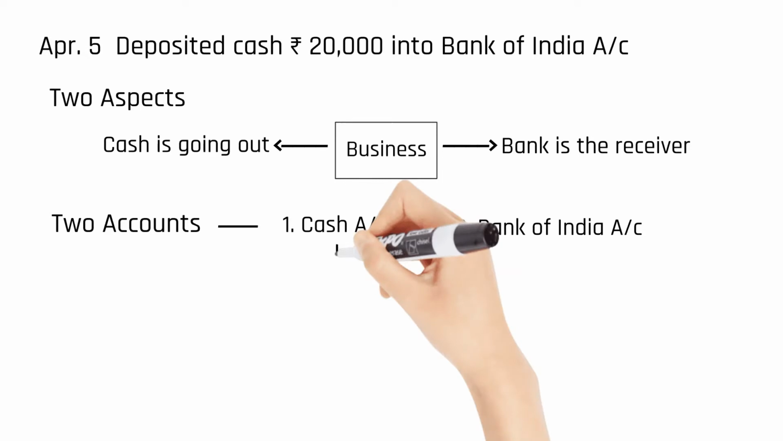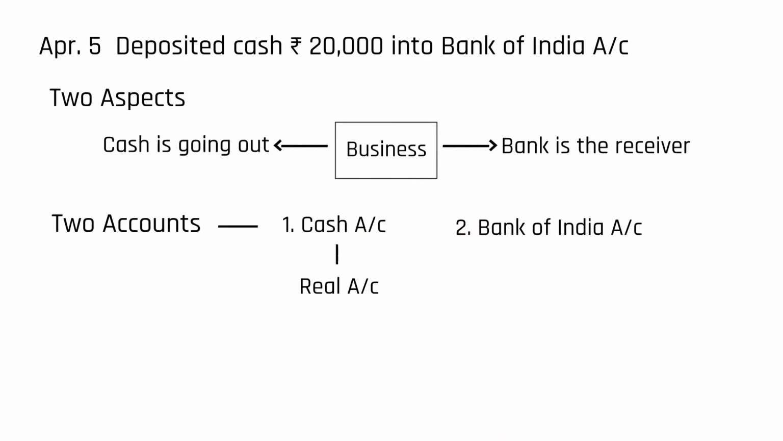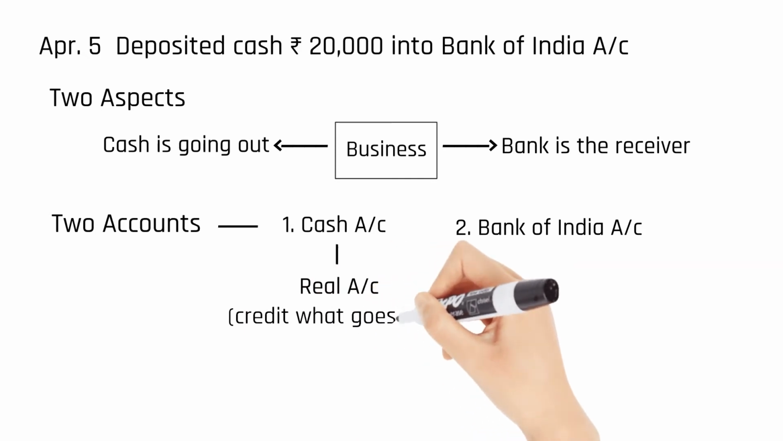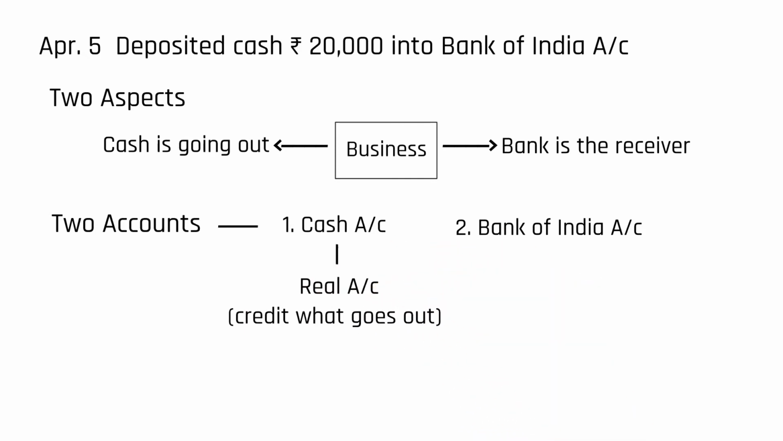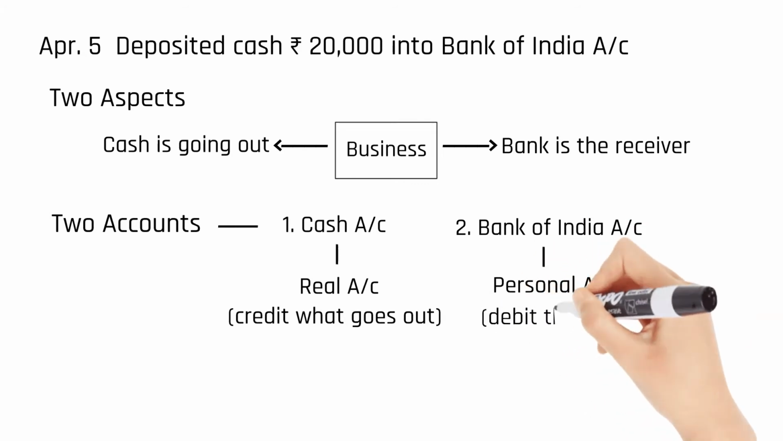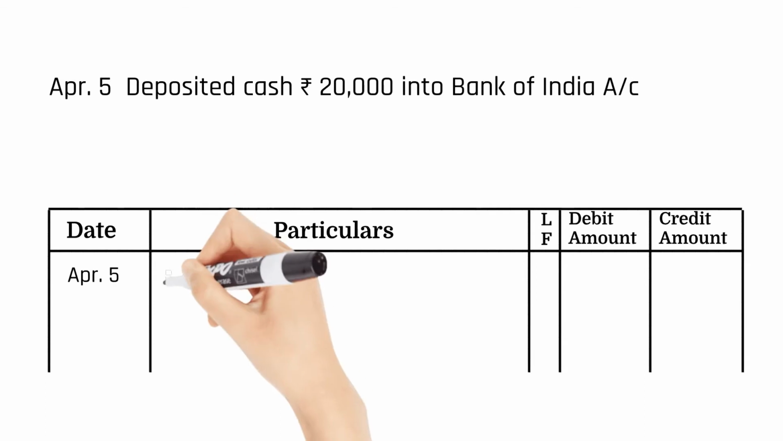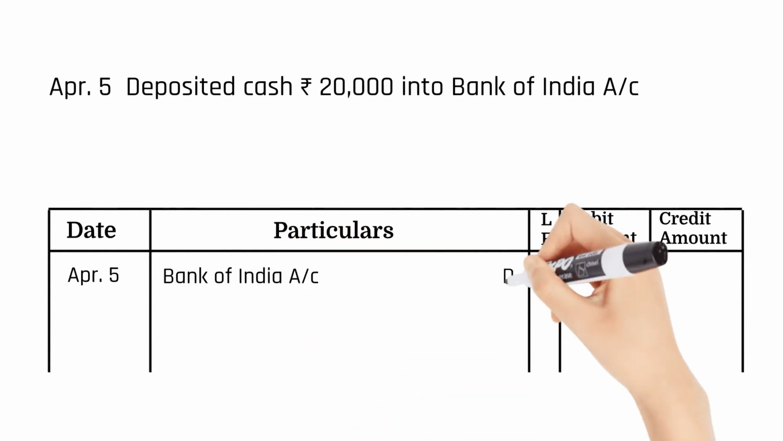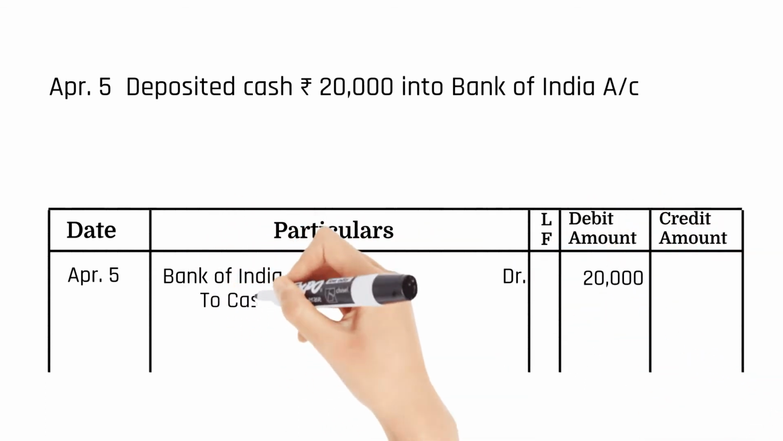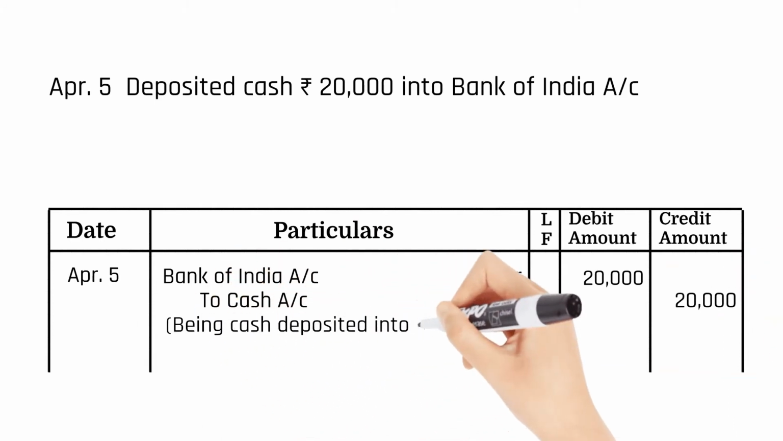Cash account is real account, and so we already saw that cash is going out, we will credit it. And bank is a legal person and falls under personal account. Your bank is the receiver, so debit the receiver. We get our entry. Bank of India account debit to cash account for 20,000. Narration: being cash deposited into Bank of India account.